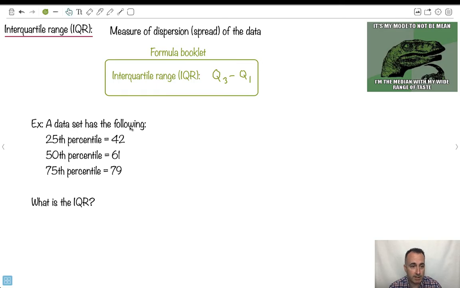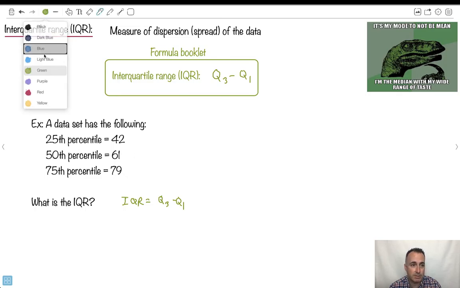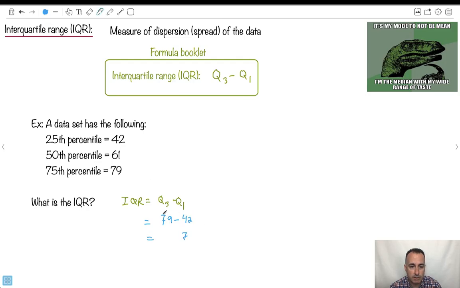Here's an example. You have a data set where the 25th percentile is 42, the 50th percentile is 61, and the 75th percentile is 79. The question is, what's the IQR, the interquartile range? To show that you know what you're talking about, you can write down the equation, Q3 minus Q1. We didn't need the 50th percentile or the median. All we needed is these numbers here. So we have Q3, which is 79, minus Q1, which is 42. And so 9 minus 2 is 7, 7 minus 4 is 3.